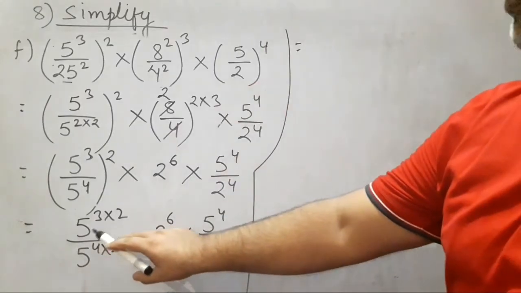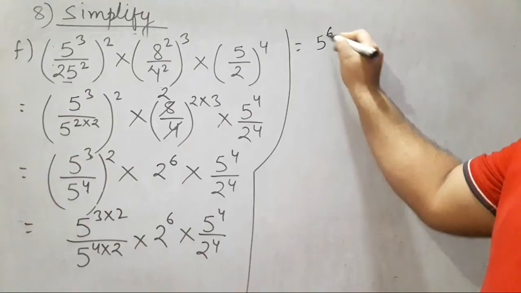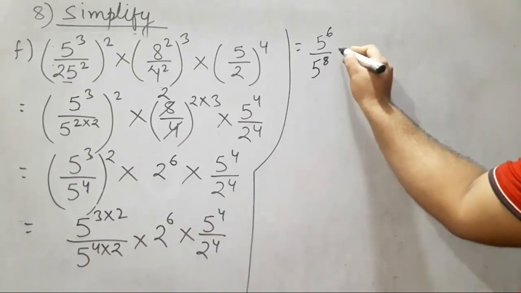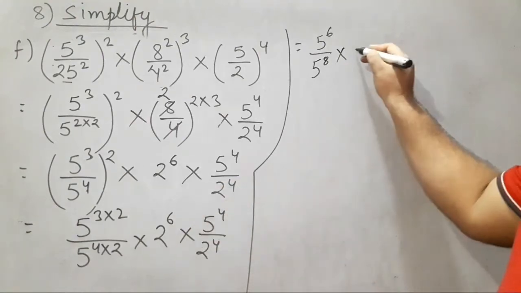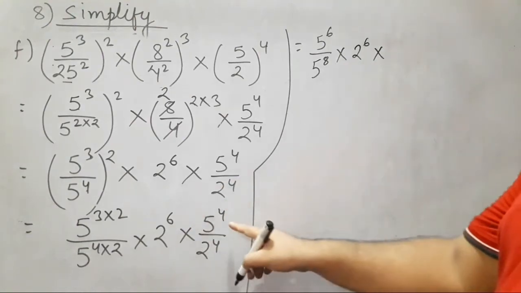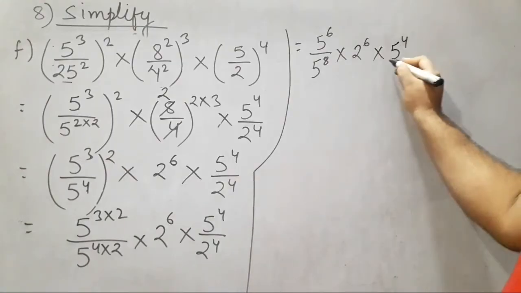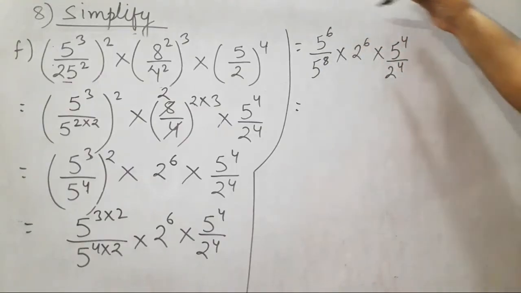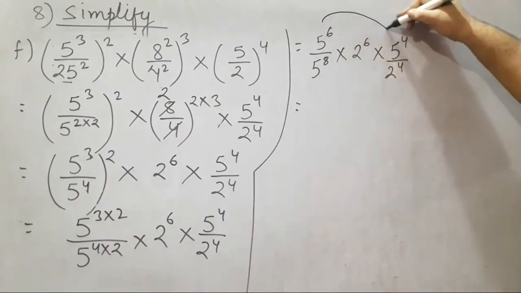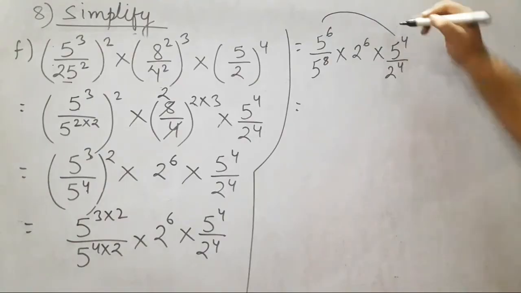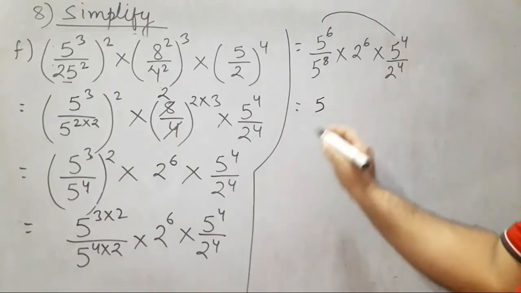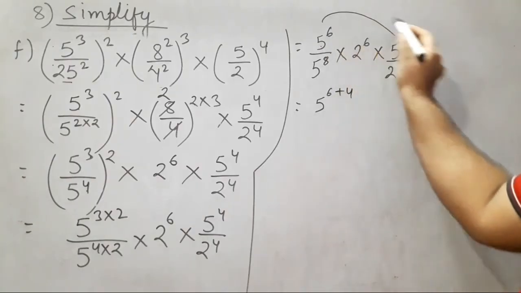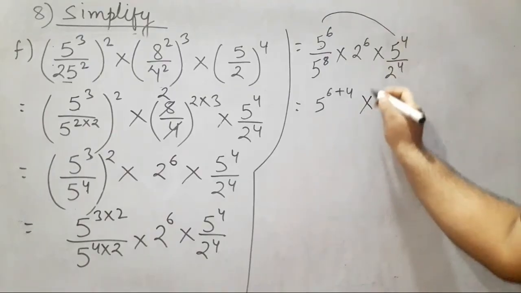Now 5 power 6 by 5 power 8 into 2 power 6 into 5 power 4 by 2 power 4. Now let's see in the upper portion, here 5 power 6 into 5 power 4. Follow the product law of indices. 5 power 6 plus 4. When same bases are multiplied, then their powers can be added, into 2 power 6.